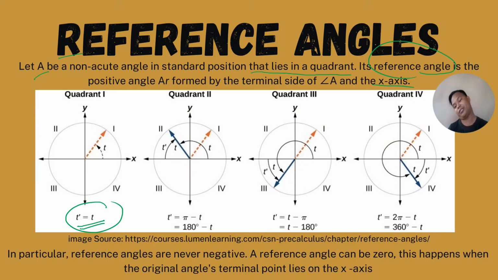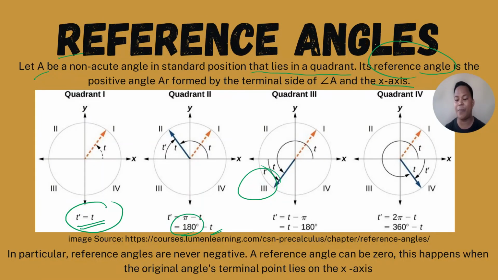So, ang ating angle po dito is positive angle. For the second quadrant, to find the reference angle, we need to subtract the given angle from 180 degrees. Or if the given is in radian measure, we are to subtract the given radian measure from pi. If the given angle is in the third quadrant, we need to subtract 180 from the given measure. Or if it is in radian form, we need to subtract pi from the given angle measure.